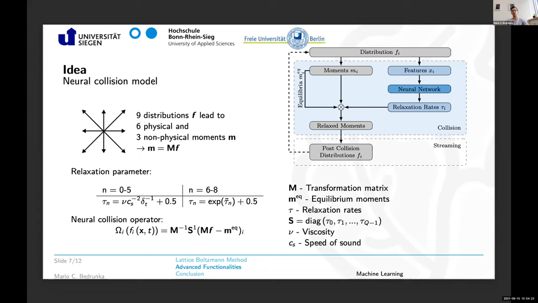To avoid excessive overrelaxation, an exponential function is applied on the output of the network. And this guarantees that the relaxation rate is larger than 0.5. And the flow chart shown on the slide summarizes the simple stream and collide algorithm and the neural collision architecture. So the features as input are given by all transformed moments based on the distribution function, which lead to the output of a neural network that provides the relaxation rate for the higher moments. And the relaxed moments toward the equilibrium are then transformed back to distribution space, or the distribution function.